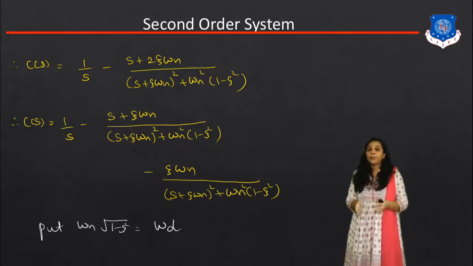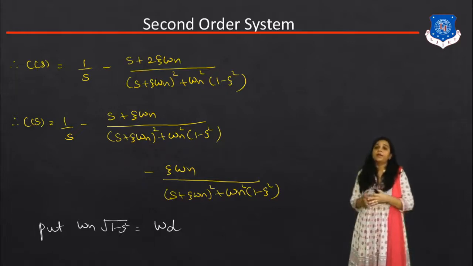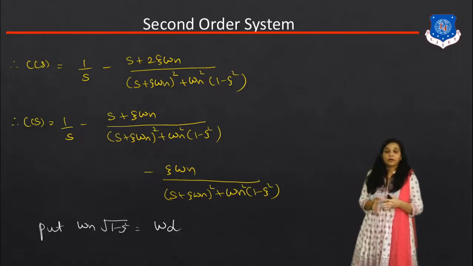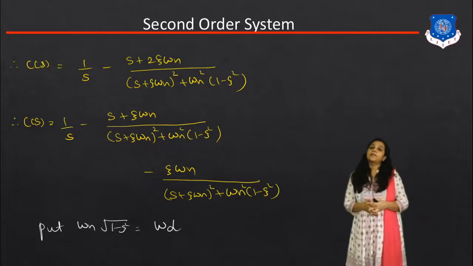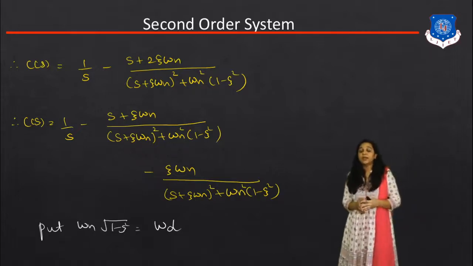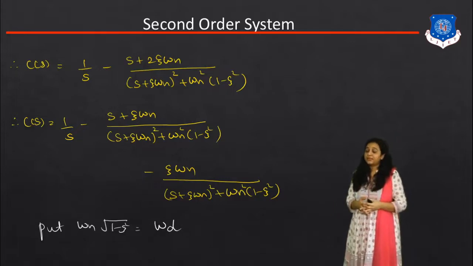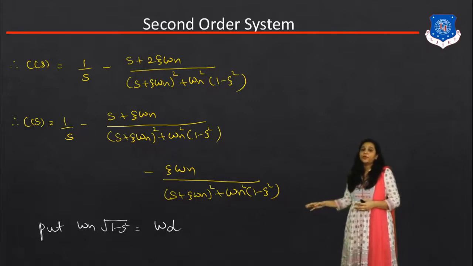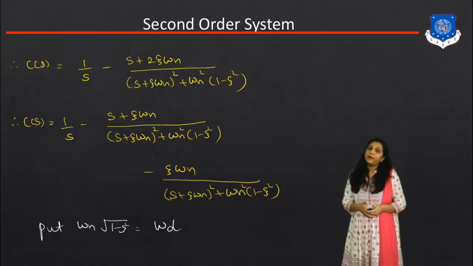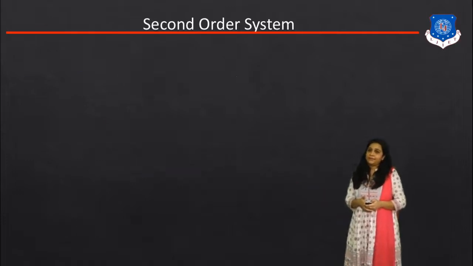Okay, now put the value of omega n under root of 1 minus zeta square, that is equal to omega d. What is omega d? It is the damping frequency of this system, and the equation of omega d is equal to omega n under root of 1 minus zeta square.